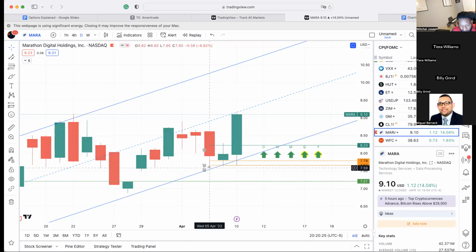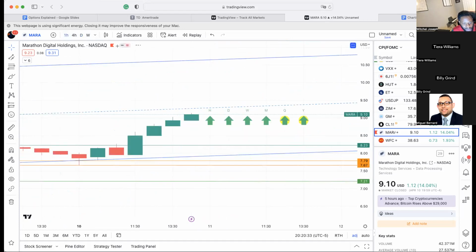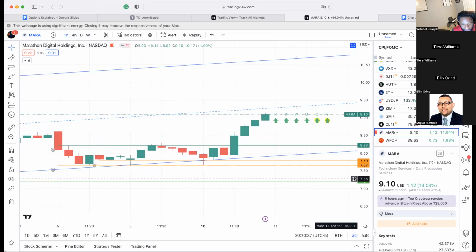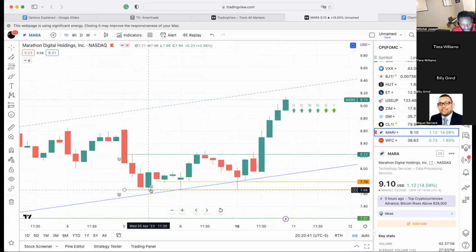So basically, this support became a line in the sand because, let me see if I can go into a small time frame so you guys can see. So on the hourly, you see how that line gets respected? You guys see how that support gets respected? So until we broke this line right here significantly, what you would do is put your stop loss a little bit underneath it. So you do something like this.